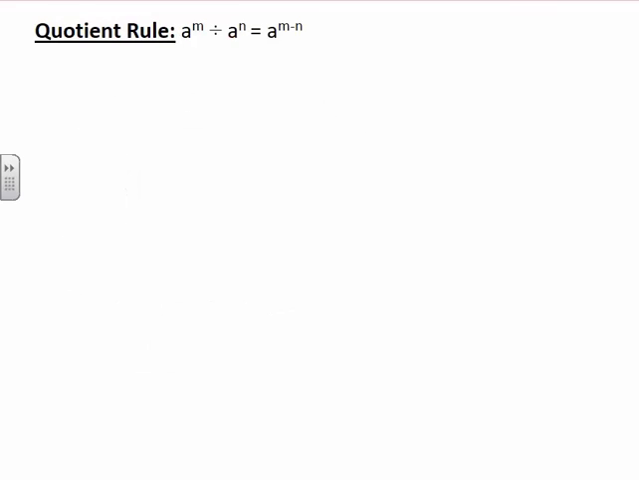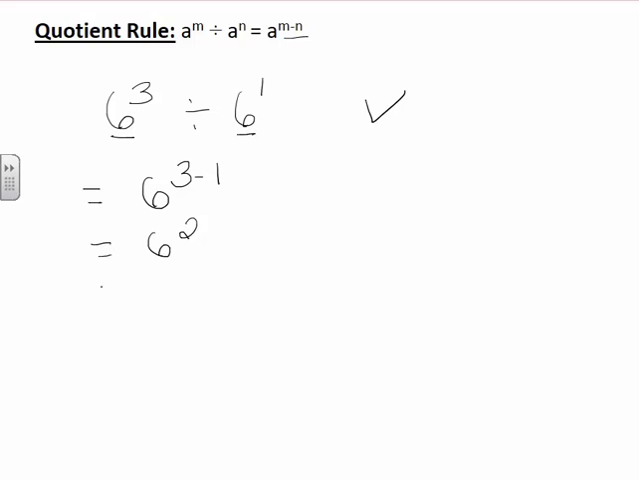The quotient rule tells us how we can divide exponents of the same base, and that is you keep the base and then you subtract the two exponents. So for example, if we have 6 to the 3 divided by 6 to the 1, first check, yep, we both have the base of 6, so we can apply this rule. And then it's as simple as 6, keep the base, and subtract the exponents, 3 minus 1, which is 6 to the exponent 2, which is 36.